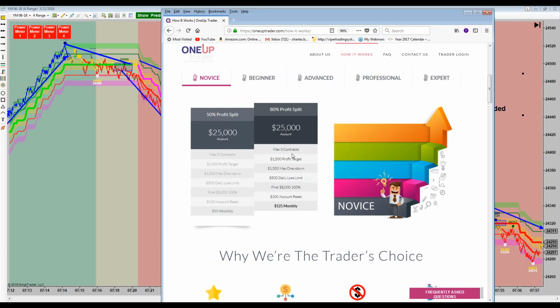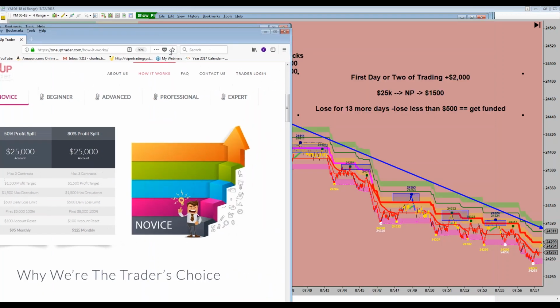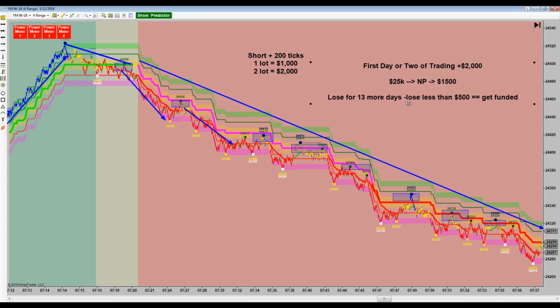So once you get funded, what's your next goal? Right, to make the $8,000. That's your next goal, to make the $8,000, because you get 100% of it. Everybody see that? 3 contracts, $1,500 profit target. This one trade alone on YM could have got you there. You could actually lose money for the next 13 days as long as it's not more than $500 and you're still up a net of $1,500. You still get funded.